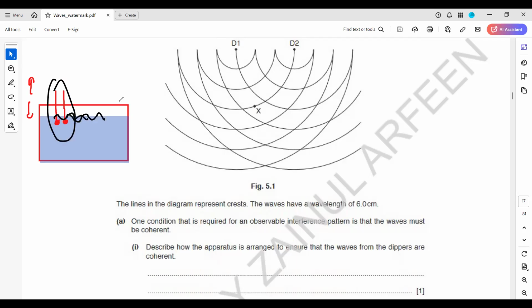So we want to make sure that they vibrate in the same manner. If we want them to vibrate in the same manner, we should connect them to the same supply. So the dippers should be connected to the same supply or same motor or same vibrating object or vibrator, you can say. So they will vibrate in the same manner. Is the first part clear? How is the apparatus arranged to ensure that the waves from the dippers are coherent?